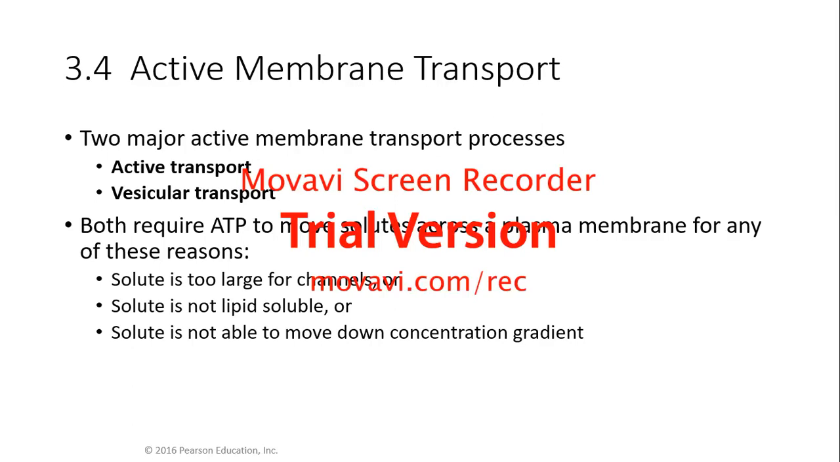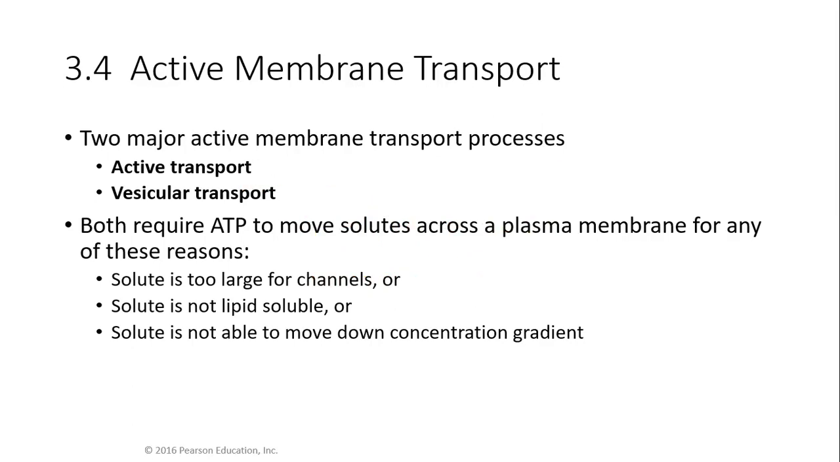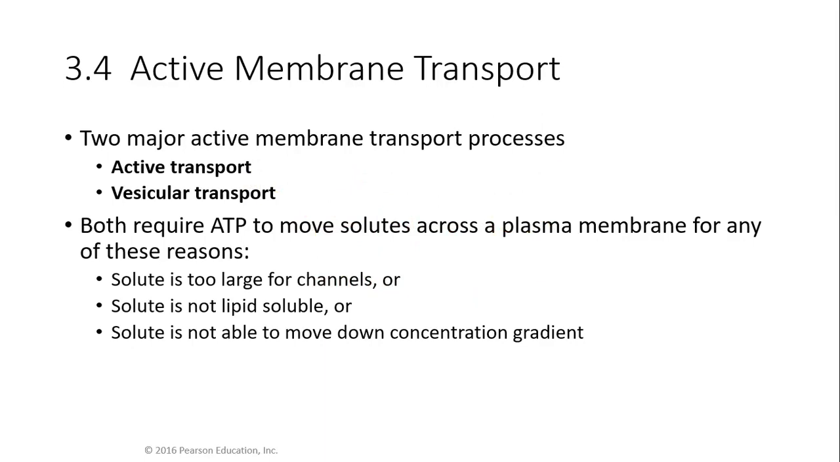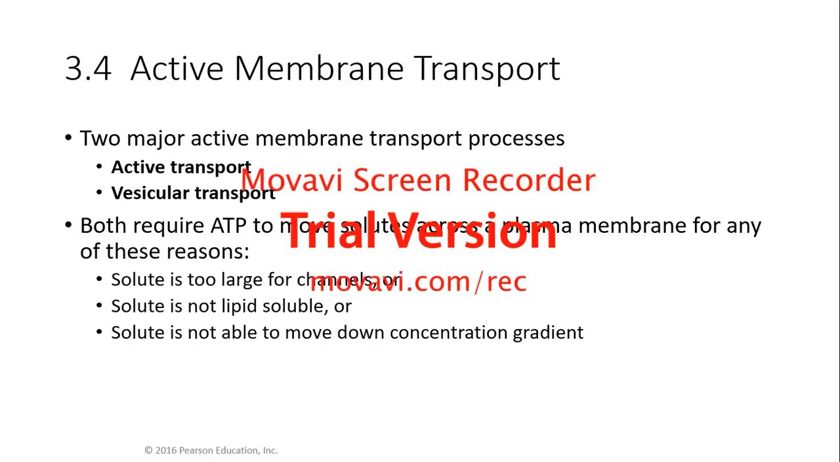There are two major types of active transport: active transport and vesicular transport. Both require ATP to move solutes across the plasma membrane, for any of these reasons: either the solute is too large for channels, or the solute is not lipid soluble, or one of the most common reasons is the solute is not able to move down a concentration gradient, meaning it's moving up, going from low to high concentration instead of high to low.